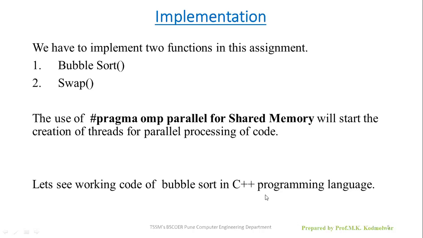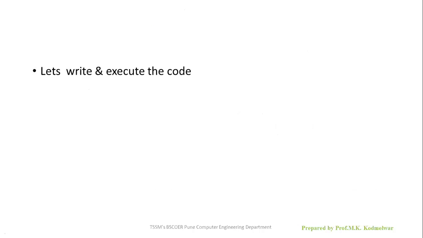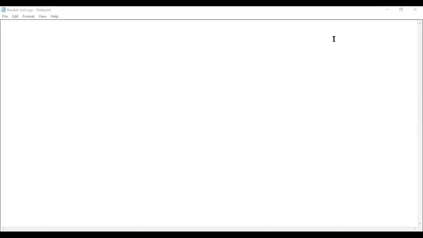We are writing this bubble sort program in C++. Let us see how this code will execute for the unsorted elements, and we will get the sorted output. So let us write and execute this code. Let us write the bubble sort program.